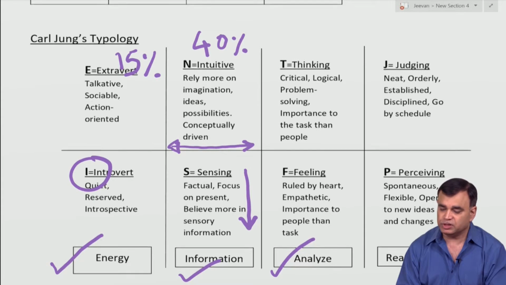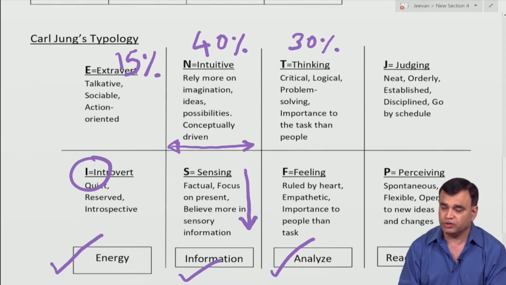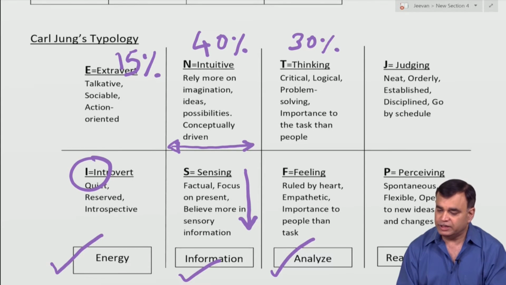Either you are a T person or an F person, that is dominantly. And this has 30% impact on your career. So almost 30%, a third of your career depends on this switch. T stands for thinking and F stands for feeling.